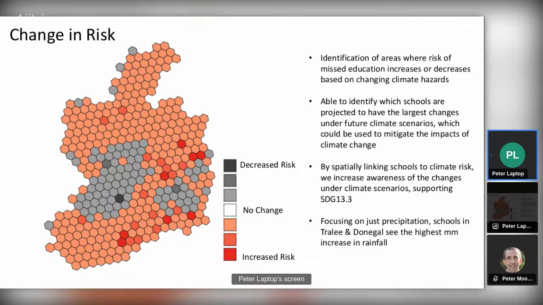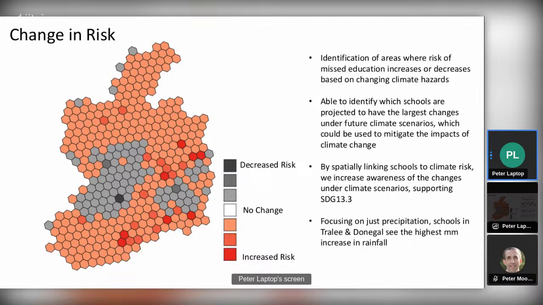So focusing on just precipitation alone, that's Tralee and Donegal. If we're talking about improving infrastructure or directing resources towards climate adaptation or climate awareness, which would support SDG 13, or supporting education, which would be SDG 4, we can identify those areas as areas that perhaps might need more targeted resources to support missed education.